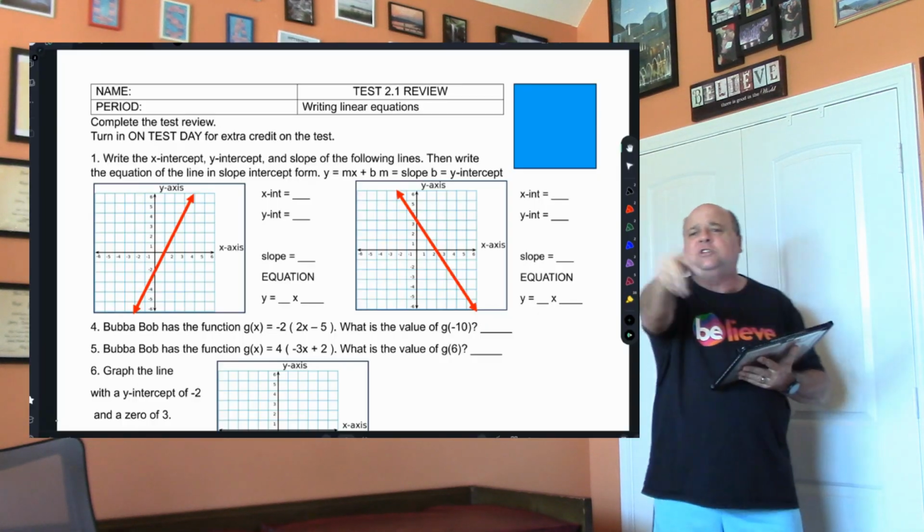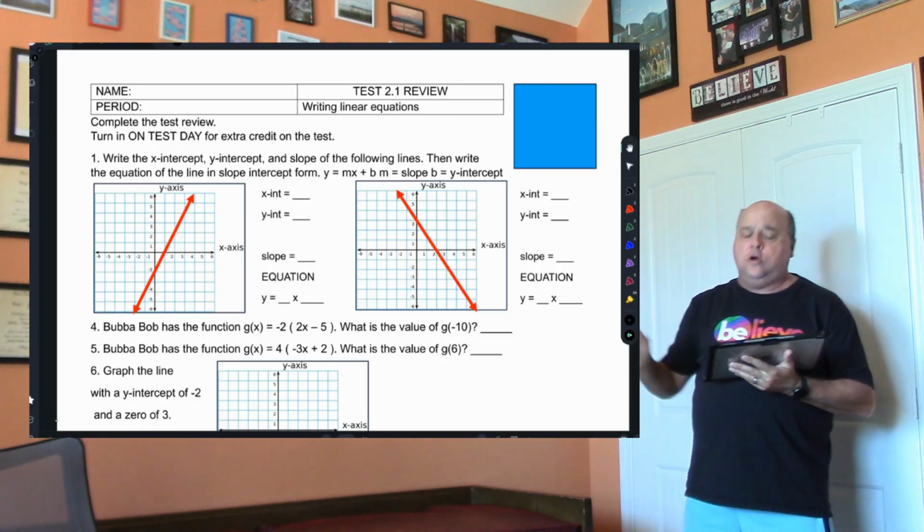Oh, we're about to have fun, because we're going to do the test review for your unit test over functions and the basics of what a line is: the x-intercept, the y-intercept, the slope, how you get all that, and the zero of a function. So a magical whiteboard appears and let's start rocking and rolling.